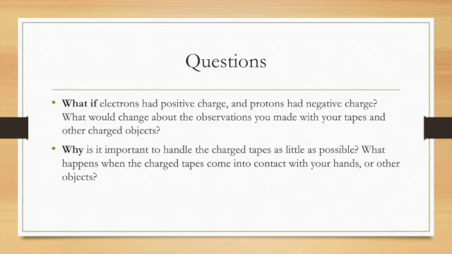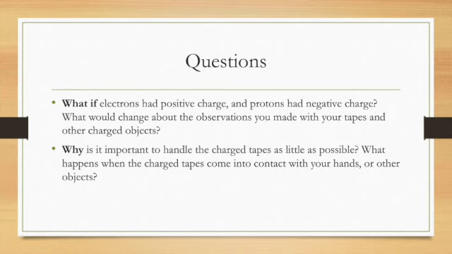Questions. What if electrons had a positive charge and protons had a negative charge? This would basically not change anything in my experiment, except my tape would be negatively charged instead of positively charged. But assuming the universal change, everything would also change, and the pen would end up being positive while my tape is negative, and they would still attract each other.